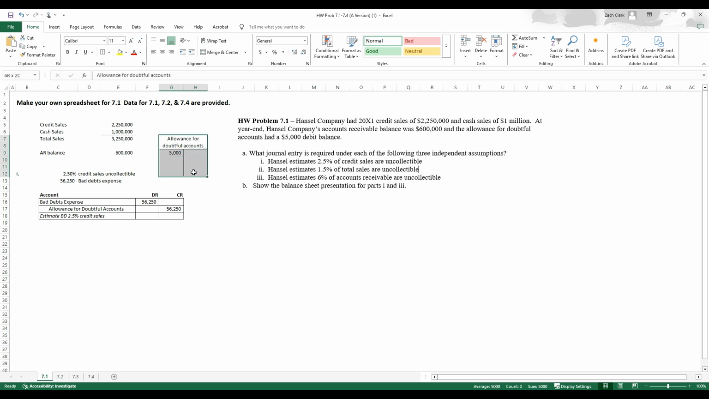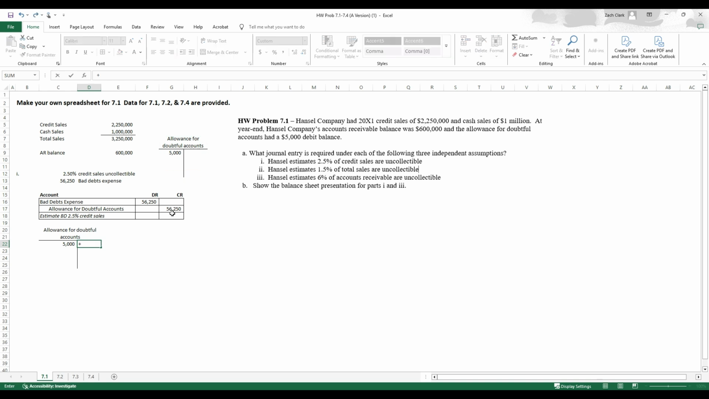And then in this instance, if we wanted to take a look at what the allowance would do basically in this scenario, we had a debit balance of 5,000. Here we're crediting for 56,250, and so the ending balance of allowance for doubtful accounts in this instance, we would take our larger, credit minus the debit. We would end up with a credit balance of 51,250, and I'm going to include this all together here for showing the balance sheet presentation.